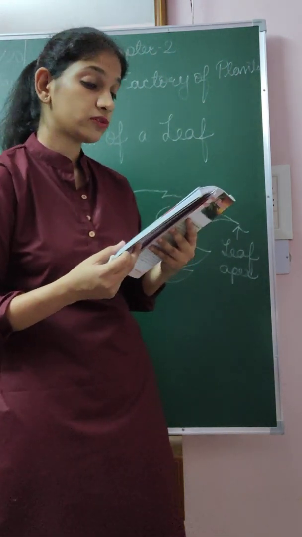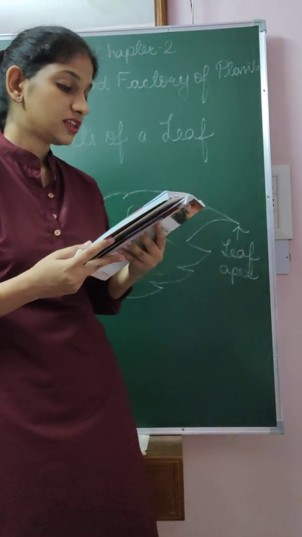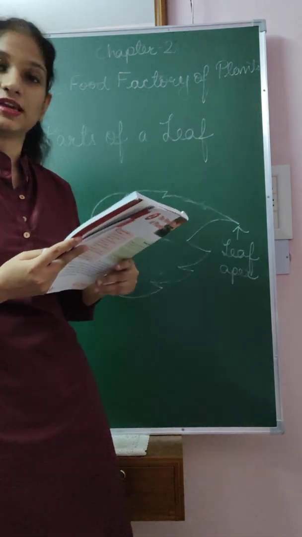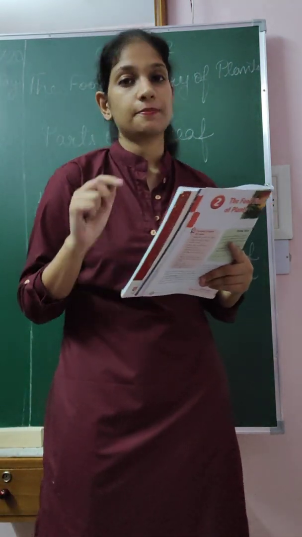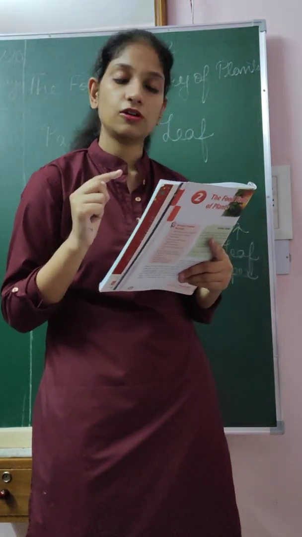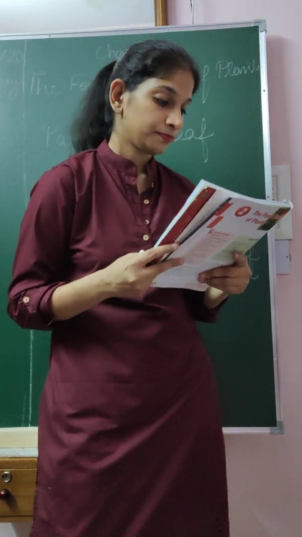The upper side is smooth and dark in color while the lower side is rough and light. So the same thing is being repeated. That upper side जो होता है वो dark होता है और lower side rough and light होता है.